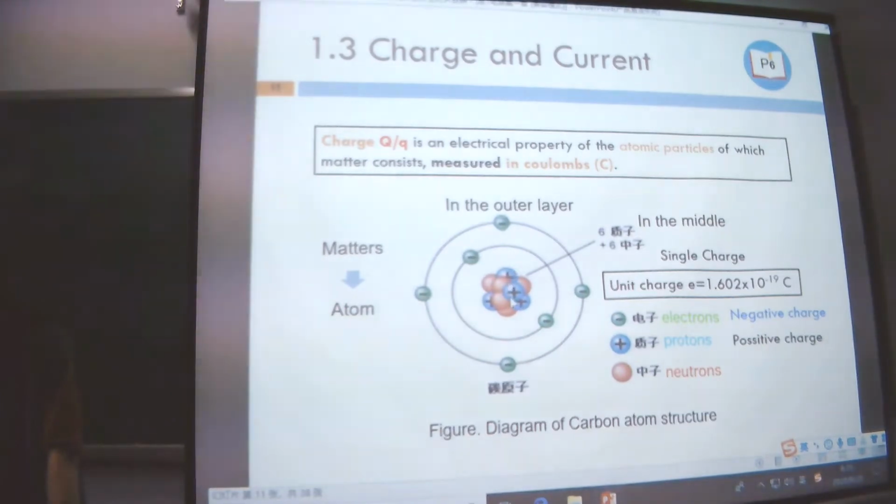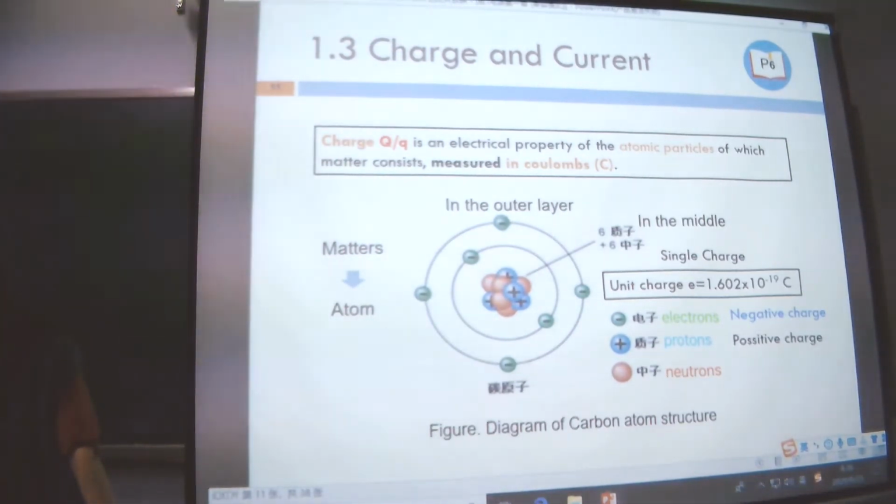Here is a diagram of a carbon atom structure. Outside here we have a minus, and the minus is electrons. Inside here in the middle we have protons and neutrons. We should notice the electrons have negative charges, the protons have positive charges, and the neutron has no charge.